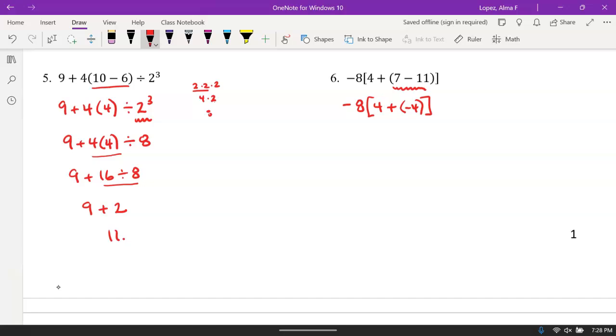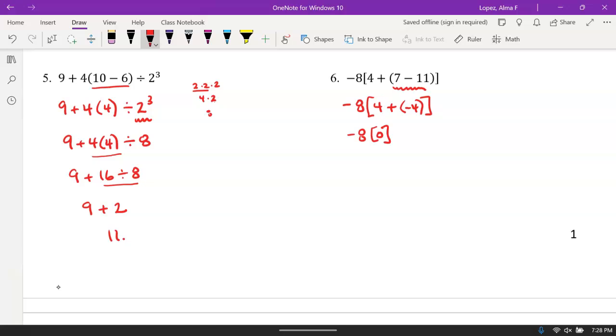Now we're going to finish inside that grouping symbol. We're still doing the order of operations inside the bracket. We have negative 8. 4 plus a negative 4. That's a rule we saw before, which is 0.